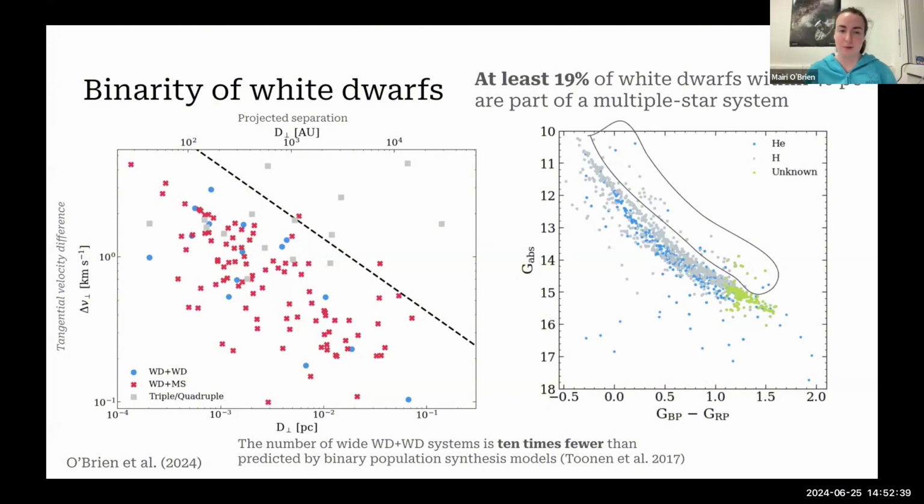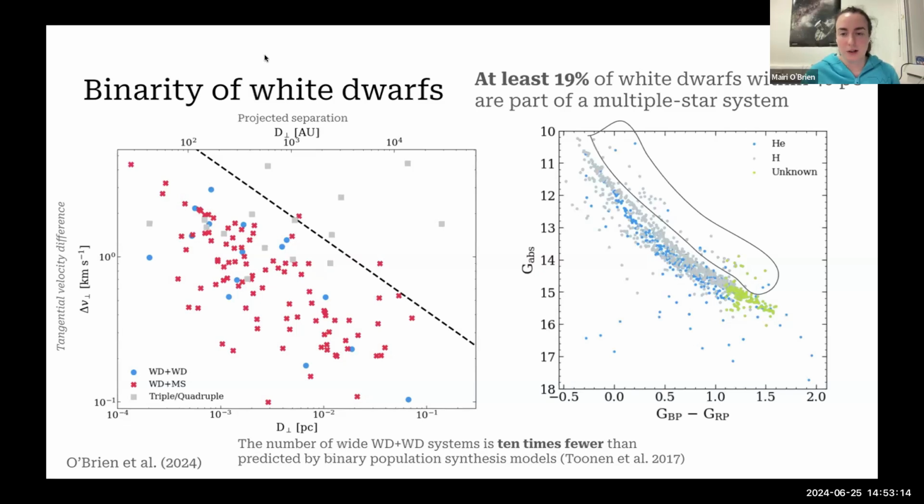What we found from this, which was already kind of predicted from smaller volume samples of white dwarfs, is that the number of wide white dwarf plus white dwarf systems is 10 times fewer than predicted by binary population synthesis models. We think this could be due to the white dwarf becoming unbound from its binary as it goes through its evolution off the main sequence, but that still doesn't really explain quite how few of these systems we see, so we're not really sure what's going on there. And the number of white dwarf plus main sequence wide binaries is as we would expect from these models.